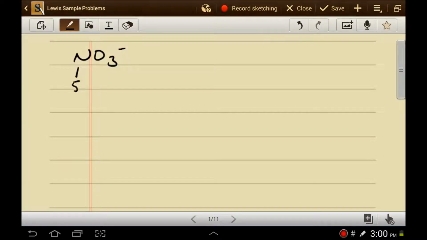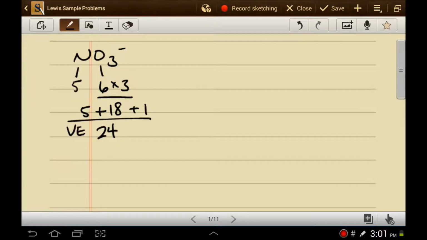Nitrogen has 5 valence electrons. All of the atoms in its column all have 5. Oxygen has 6 valence electrons. All of the atoms in its column all have 6. There are 3 oxygens for a total of 18. We're going to add on the 5 from the nitrogen, and we're going to add on the 1 extra electron from the charge. If this ion happened to have a positive charge, then we would be subtracting valence electrons. It sort of seems counterintuitive to be adding electrons when you have a negative sign, but remember that electrons have a negative charge. So the only way to have a negative charge is to be adding extra electrons. When we add these up, we end up with 24 valence electrons. That's step 1.